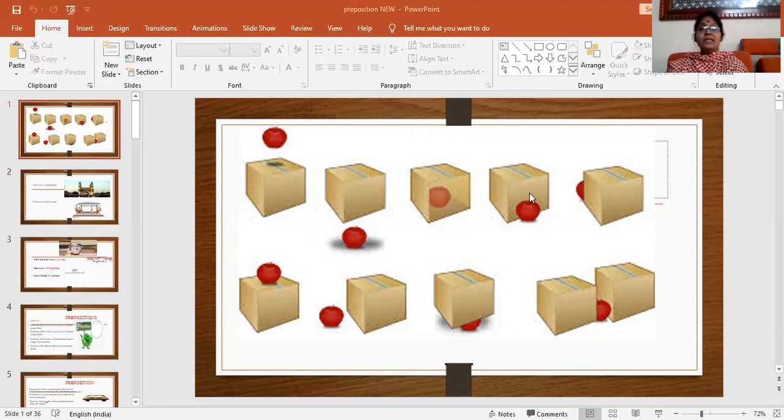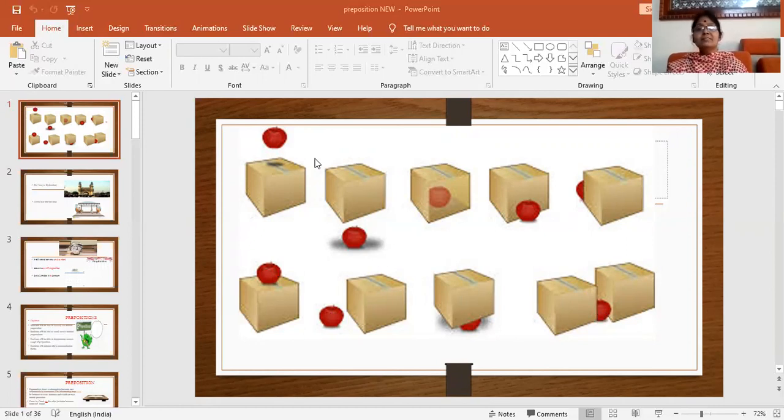If you come to this image, the apple is in front of the box. Now, when we go to this image, the apple is behind the box. Coming to this image, we see that the apple is on the box. And this image, it is beside the box. If you look at this image, the apple is underneath the box, right? And when you look at this image, the apple is in between the boxes.